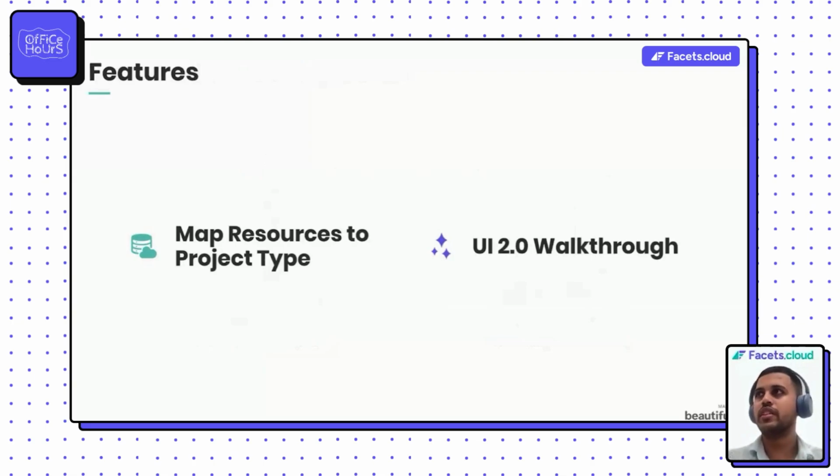We'll probably go over the benefits of mapping resources to project type, and then we'll head into the live demos for each of these features. So without further ado, let's get started. Please keep dropping your questions in the meanwhile, and we will take them up towards the end.